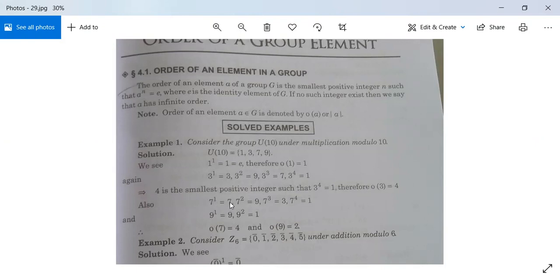Also 7 to the power 1 is 7, 7 to the power 2 is 49, 10 से डिवाइड करेंगे बैलेंस 9 आ गया। 7 to the power 3 means after dividing by 10 we get 3 as balance, 7 to the power 4, so after dividing by 10 we get 1 as balance, so this one is identity, therefore order of this 7 is 4.